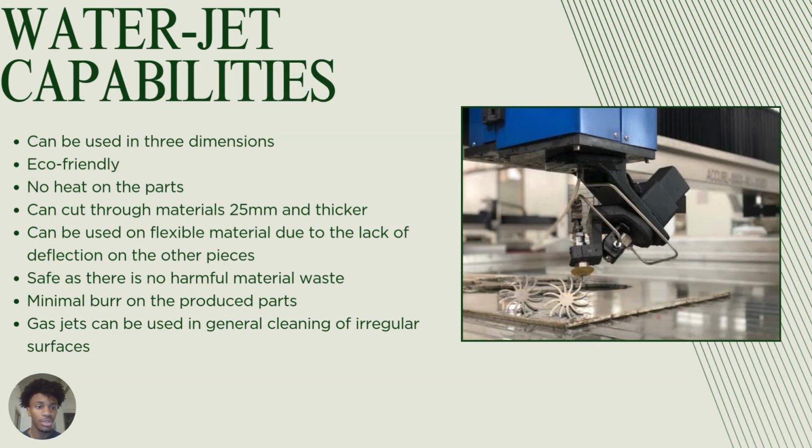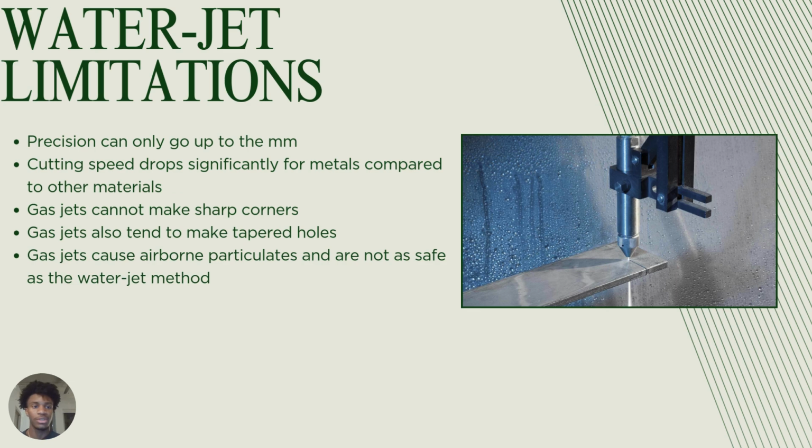They have machines that can be used in 3 dimensions. It's eco-friendly and no heat is on the parts. It can cut through materials 25 millimeters and thicker and can be used on flexible material due to lack of deflection on the other pieces. It's safe as there's no harmful material waste, and it has minimal burn on the produced parts. Gas jets can also be used in the general cleaning of regular surfaces.